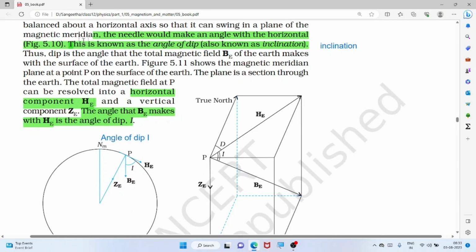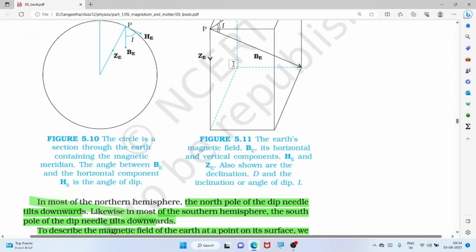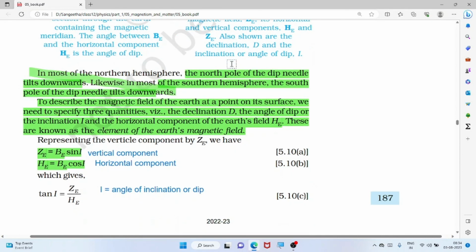The angle that the needle makes with the horizontal axis is known as the angle of dip. Here this is the magnetic field, and this is the horizontal component. The angle between these two is the angle of dip, or inclination.